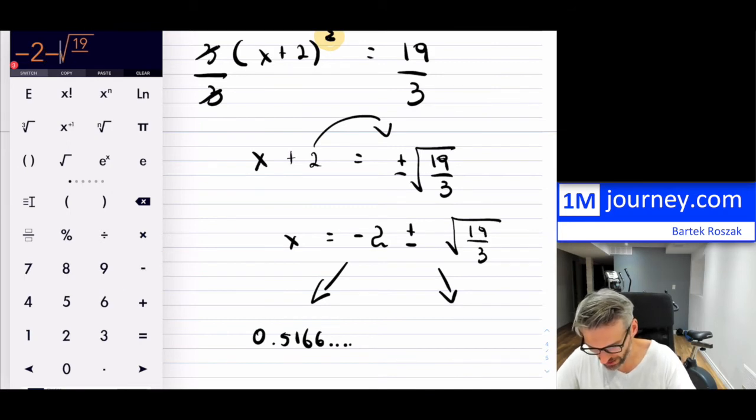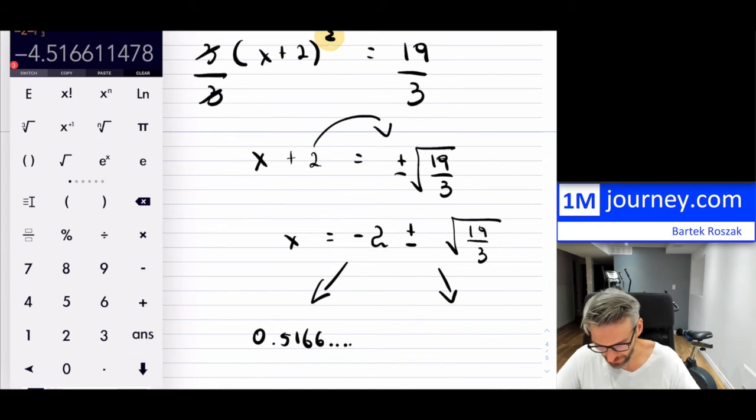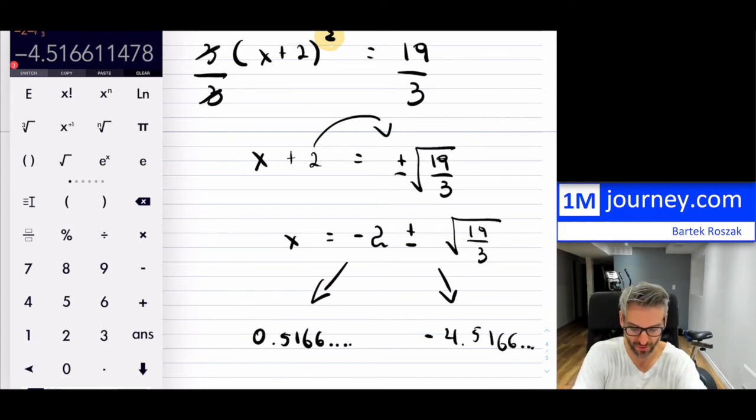And then the second one, I'm going to try to cheat here a little bit. I'm going to put minus back in there. And that's going to be the second one, negative 4.5166, and so on. So those are my two answers. If you like, you can graph the original just to double check. But of course, on tests or quizzes, you may not be able to do that.